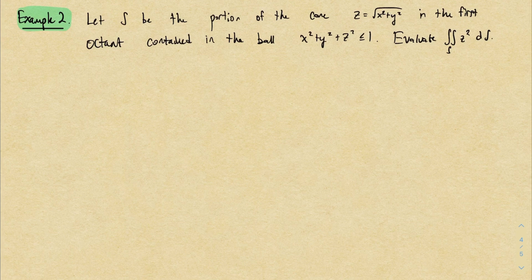So in this example, S is the portion of the cone z equals square root of x squared plus y squared in the first octant contained in the ball x squared plus y squared plus z squared is less than or equal to 1. So we'll figure out what's going on there in a second, but it's some surface. And what we're supposed to do is evaluate the surface integral of z squared.